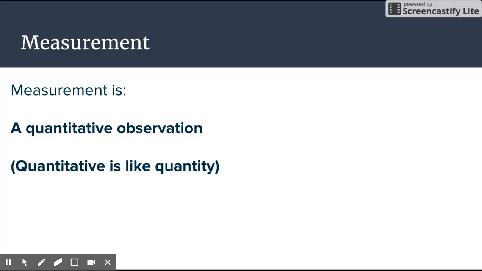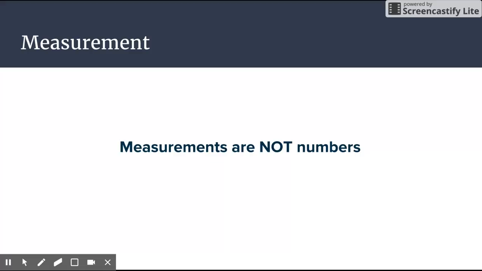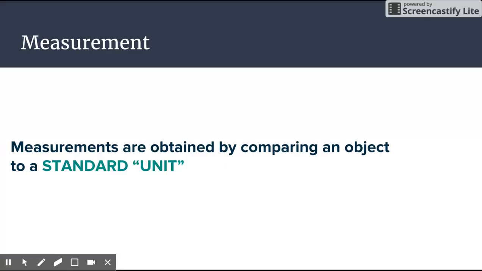Today we'd like to talk to you about measurement. So what is measurement? Measurement is a quantitative observation. Quantitative is kind of like a quantity, so think of it as an amount. What measurement is not, it's just not simply numbers.